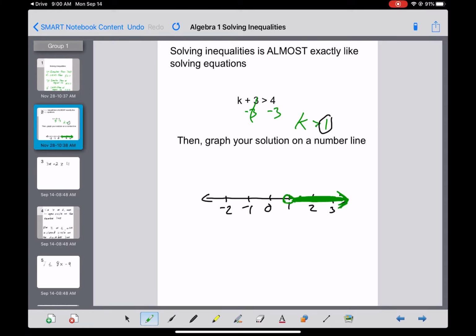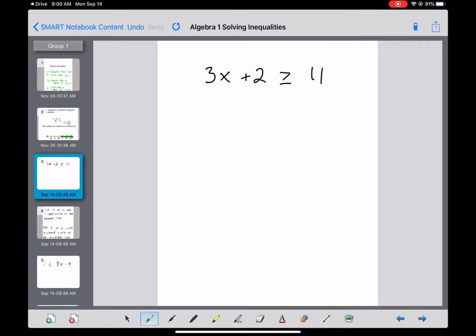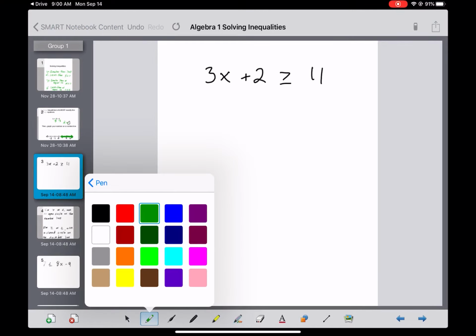And now we're done with this problem. We solved it and we graphed it. Let's try another one. This time 3x plus 2 is greater than or equal to 11.